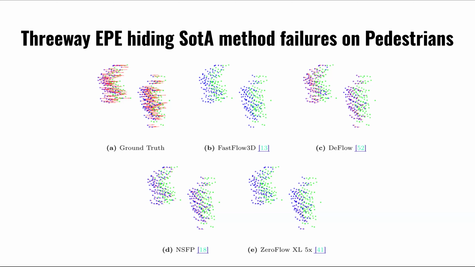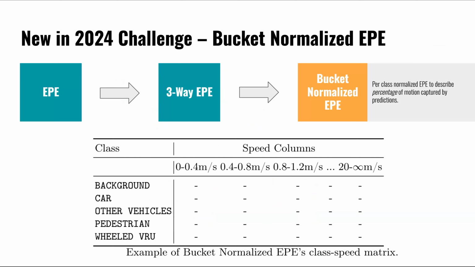So motivated by this, we came up with a new evaluation protocol called bucket normalized EPE. So in broad strokes, you probably recognize the class-based breakdown that you see from mAP evaluations and that sort of thing. But one of the key things that we do is we also segment speeds in this 2-dimensional matrix, right? So you can see speed columns here, and you essentially evaluate EPE for each one of these buckets, and we normalize the bucket by the speed, right?